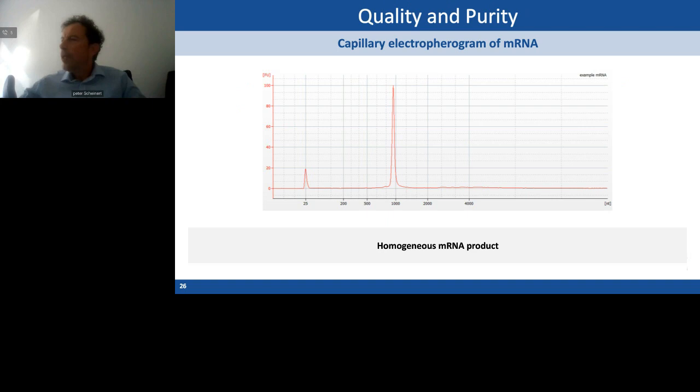You can see a picture of how our mRNA normally looks. We expect a homogeneous single peak. We have a small peak running ahead, which is an internal marker in this picture. So this is what mRNA should look like, without aborted products or any kind of side products. And in the next slide, you can see that it is also very important.